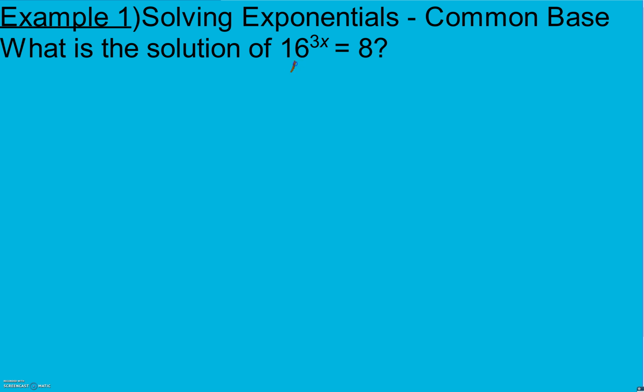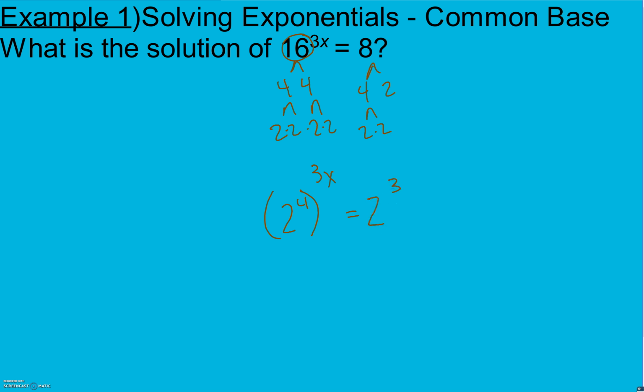So 16, we can rewrite 4 times 4 and 2 times 2 as 2 to the 4th power. We raise that to the 3x power. All I did there was replace the 16 with 2 to the 4th power. 8 is 4 times 2 and 2 times 2, so 8 is 2 cubed.